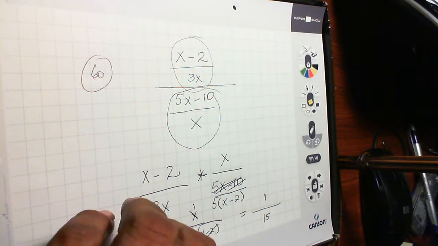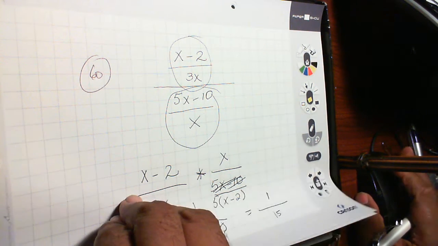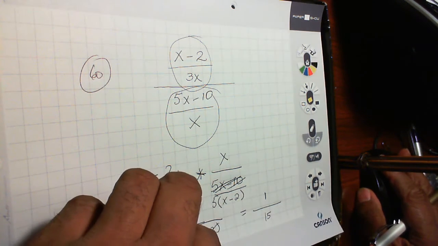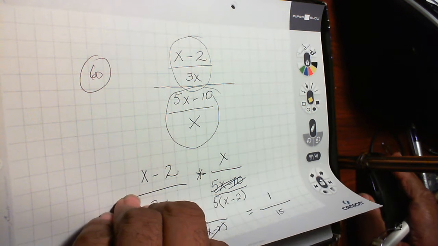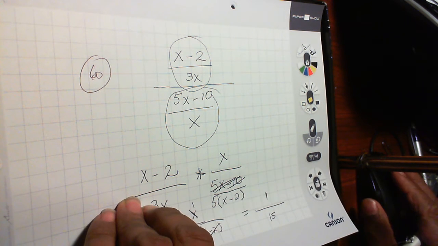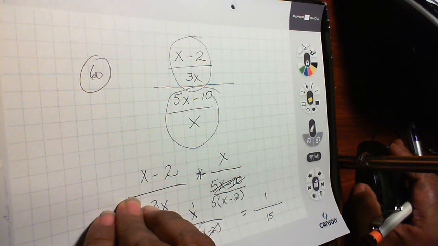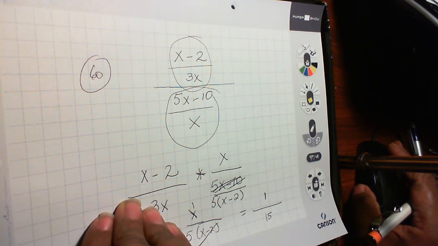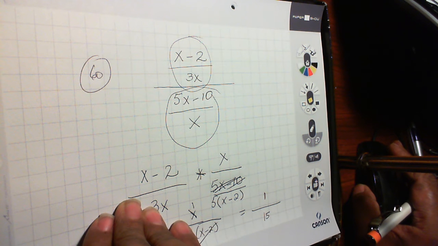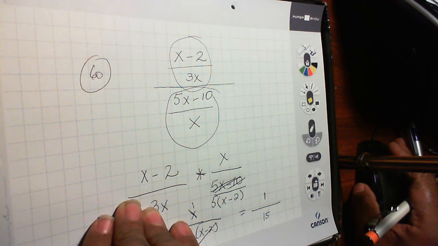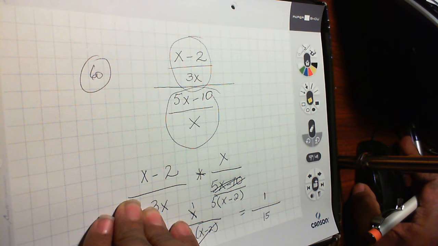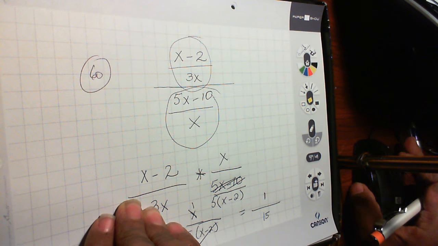Let me look at another one. It's on the next page here. Let me look at number 70. Well, 71 is just find the domain. So you should be okay with that, right? Number 75 again is find the domain. So you should be okay with those, right? Let's look at number 83.